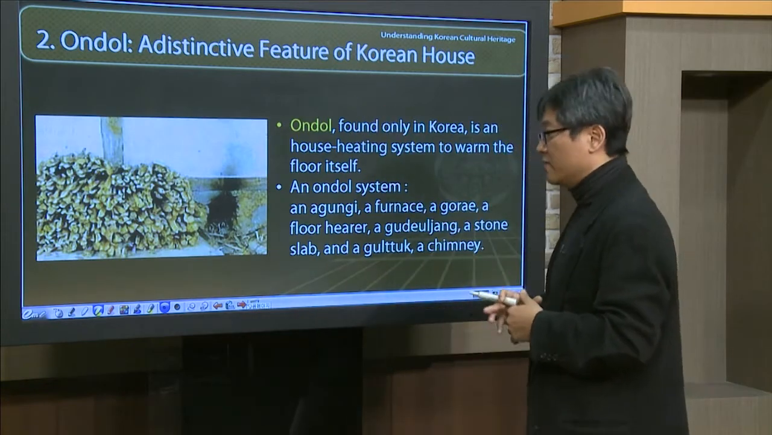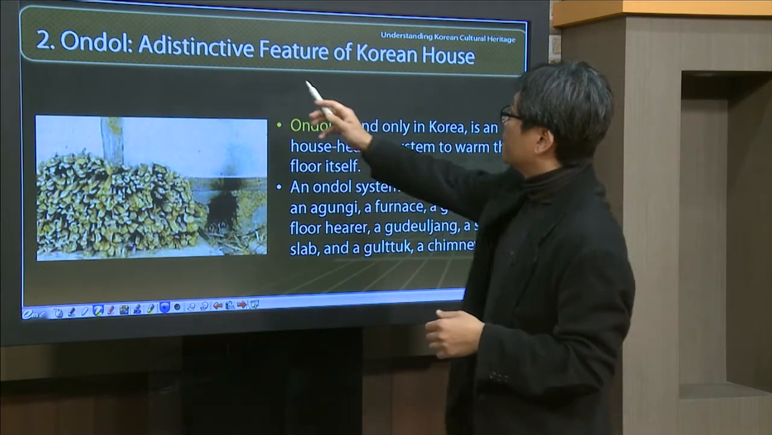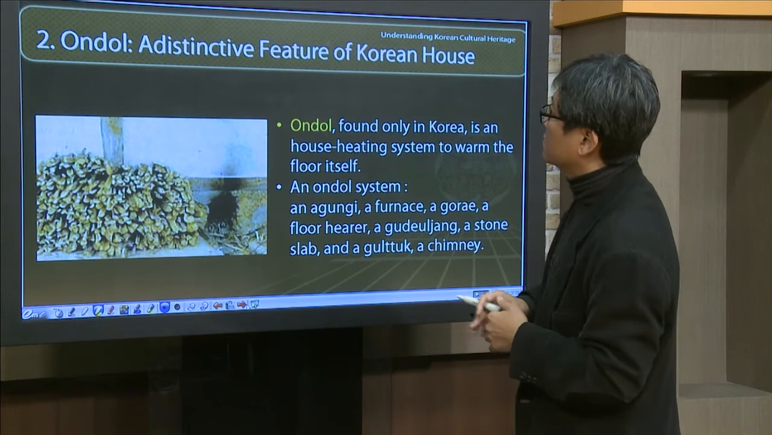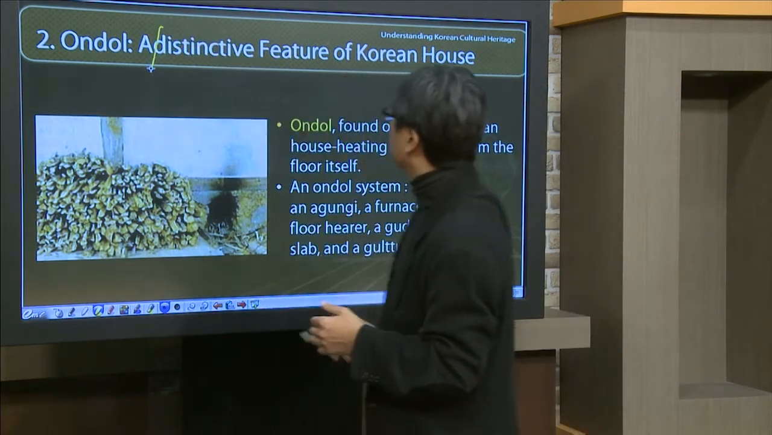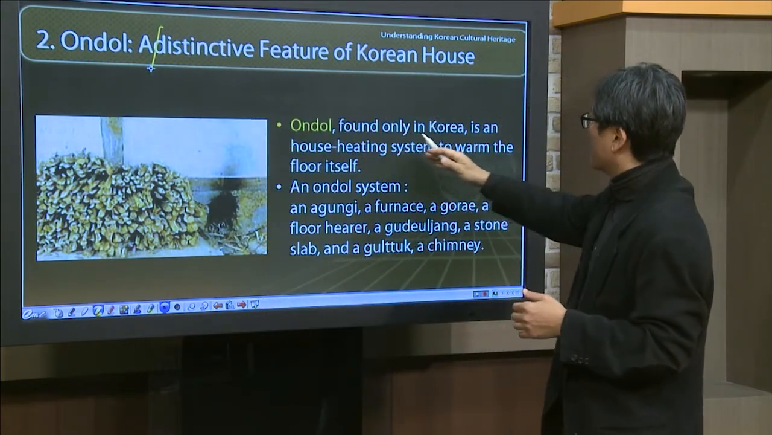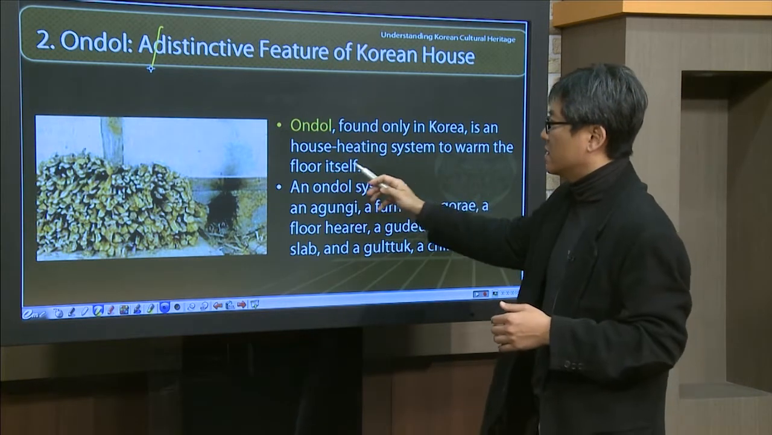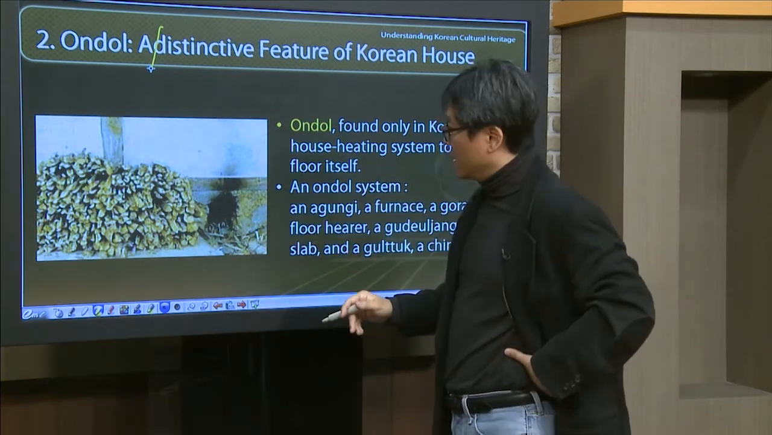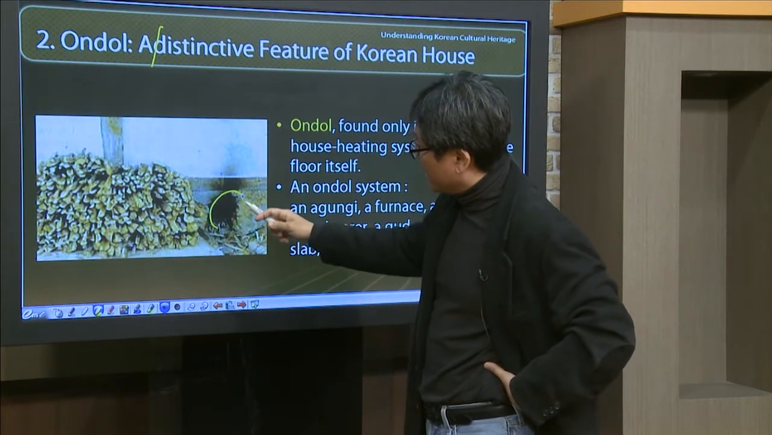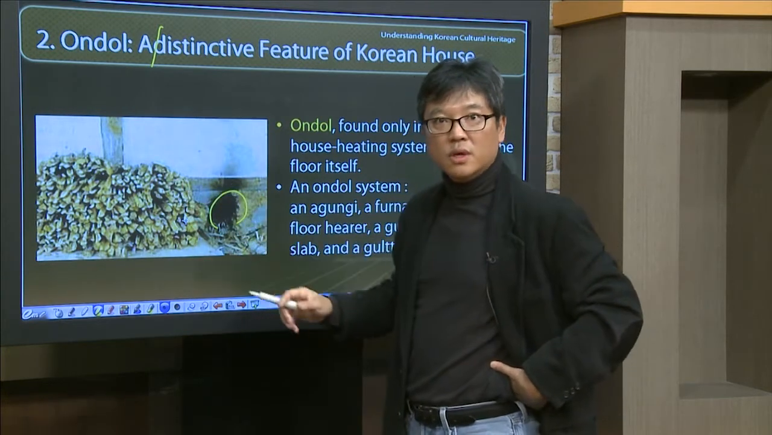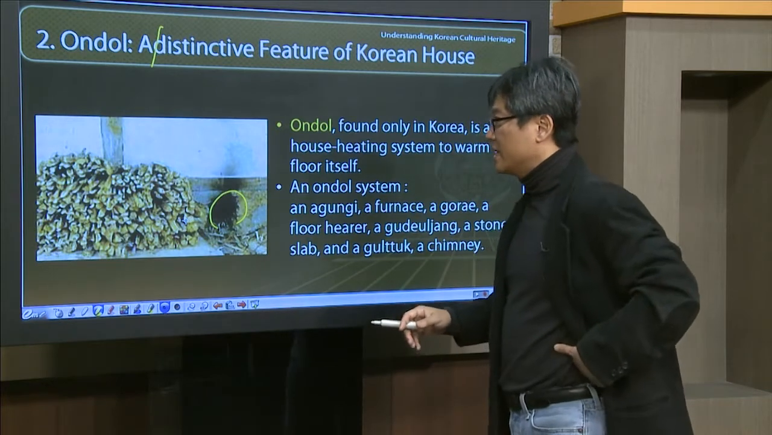So the ondol is very interesting. Again, a very distinctive feature of the Korean house. We need more space here. Ondol, found only in Korea, is a house heating system to warm the floor itself. This is actually the picture. This is a furnace, the agungi area. You can see the raw woods to be fired.